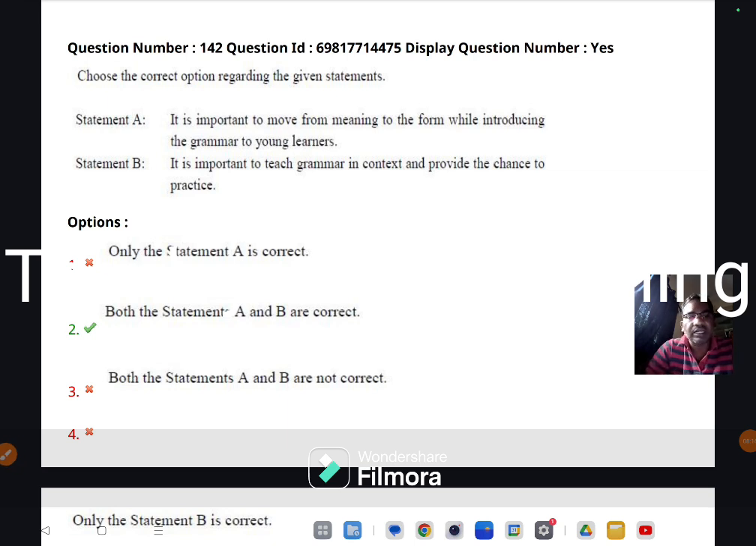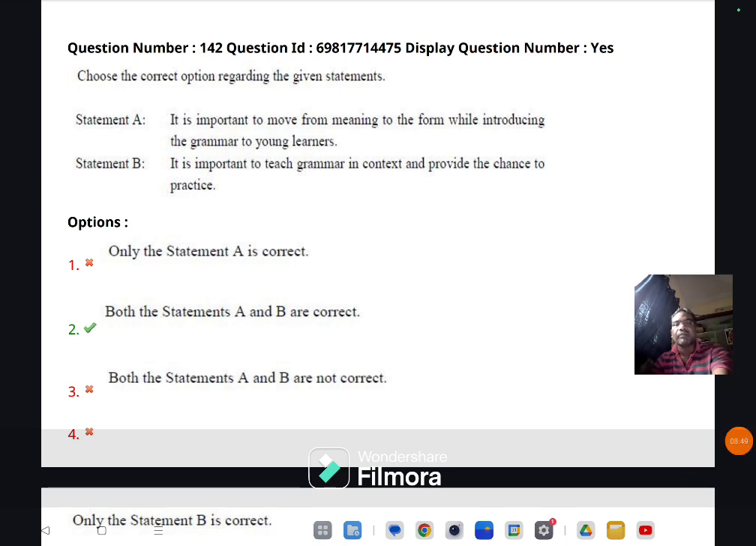So next one, and the final question in this question paper. This exam happened on 23rd July 2024. Choose the correct option regarding the given statements, statement A and statement B. It is important to move from meaning to form while introducing grammar to young children. It is important to teach grammar in context and provide the chance to practice. So you have 1 minute to answer this.